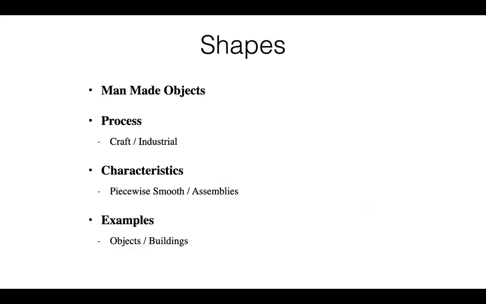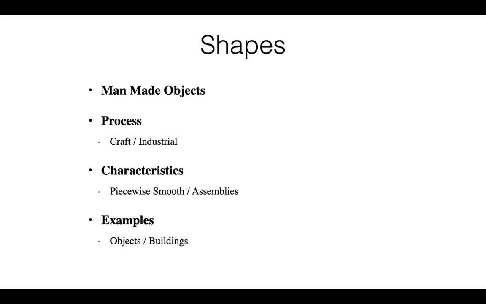Okay, so talking about shapes, we are interested in man-made objects. So these are objects that are generated by some process that's usually a craftsmanship built by hand, or an industrial process in a manufacturing plant. And the characteristic of these shapes is that they are piecewise smooth geometry, like planar surfaces, smooth surfaces, but they have some discontinuities, like an edge of a table and things like that, right?